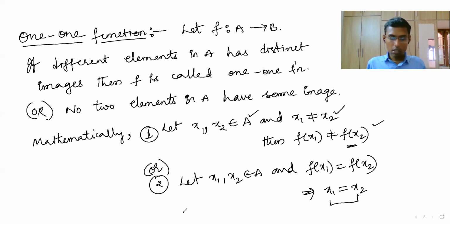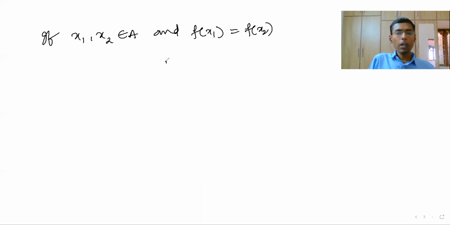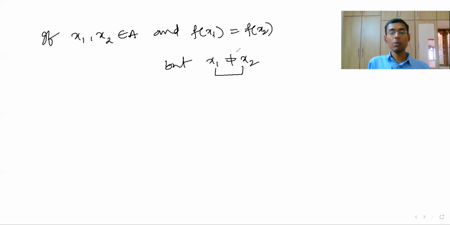If you see here, x1, x2 belong to A and f of x1 equals f of x2, but x1 is not equal to x2. What does it mean? Different elements have the same image. Two different elements, therefore it is not a one-one function. That is, f is not one-one.